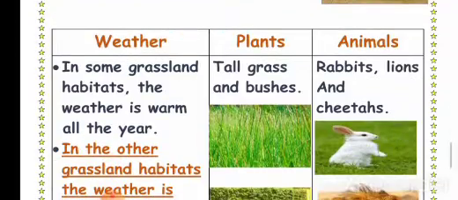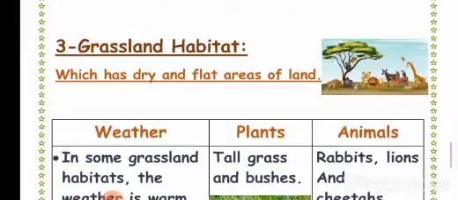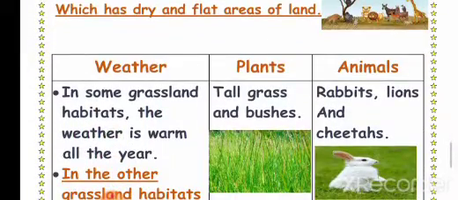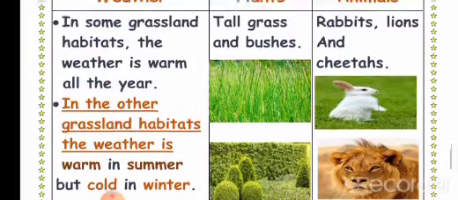And in another grassland, the weather is warm in the summer, cold in winter. In the grassland habitat we have two types of grassland. Some grassland is warm all the year, and another grassland is warm in the summer, cold in the winter.